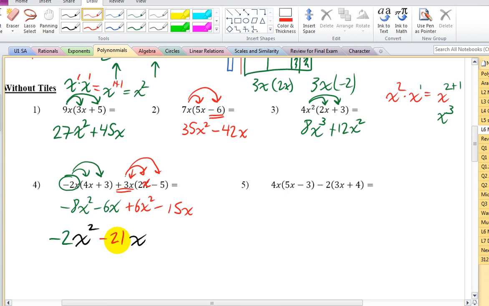Okay, so you're going to have to do 2 things at once. Multiply in, and after you multiply, then collect like terms, if there are like terms. That's a little bit of a hint for the next question. Go for it. Number 5. Multiply in, collect like terms, if there are like terms to collect.